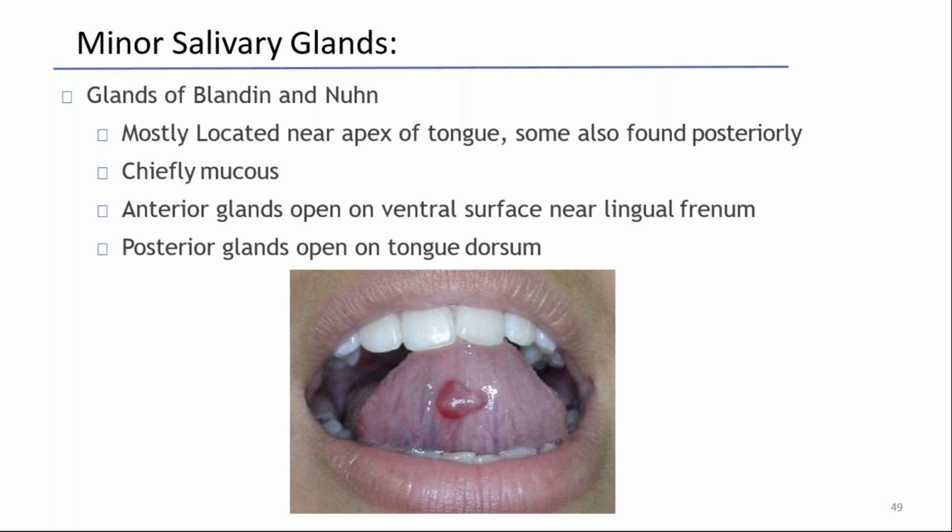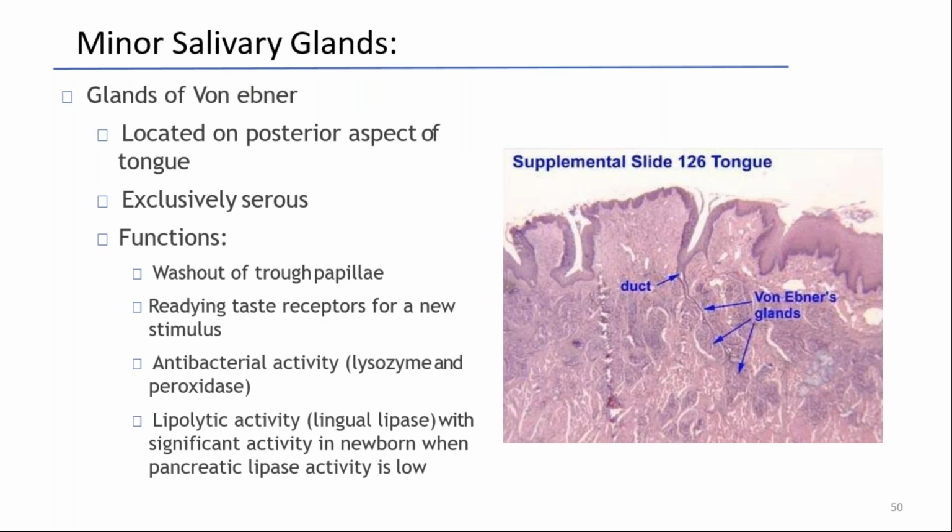So one example of the minor salivary glands is the glands of Baldwin and Dunn. They are located at the apex of the tongue. They are chiefly mucosecretory type. And the glands of von Ebner are posterior. They are situated on the posterior aspect of the tongue.